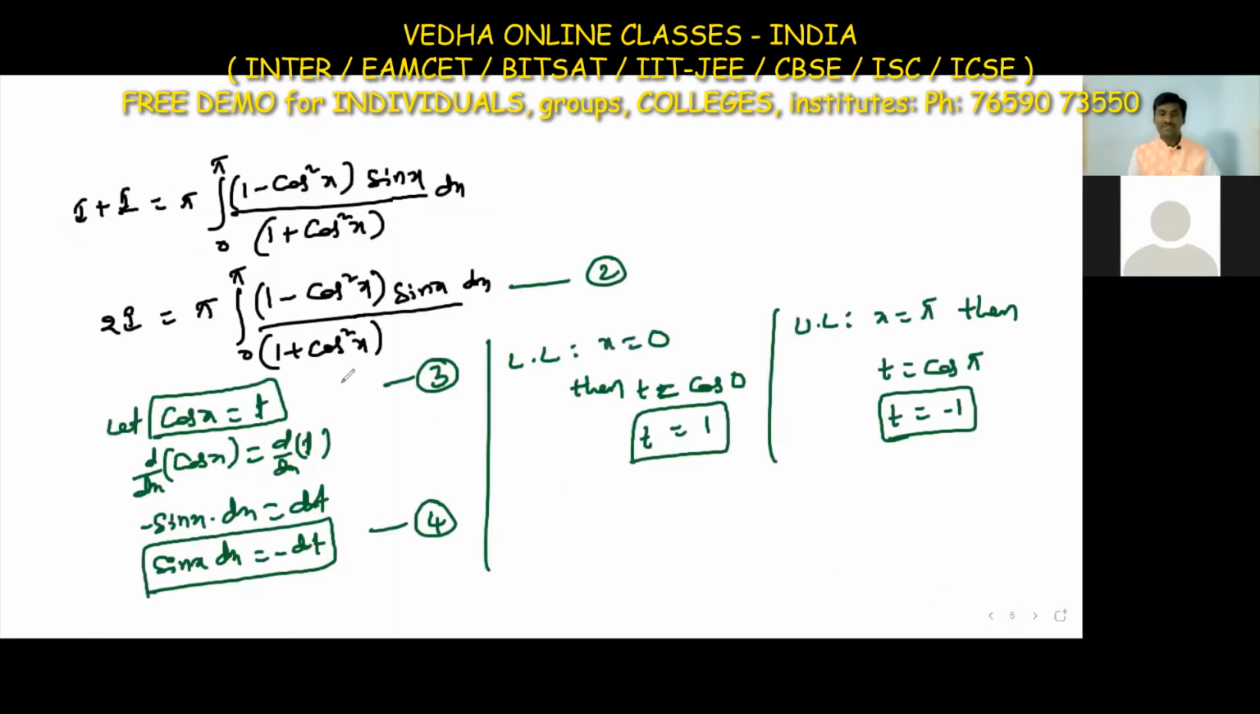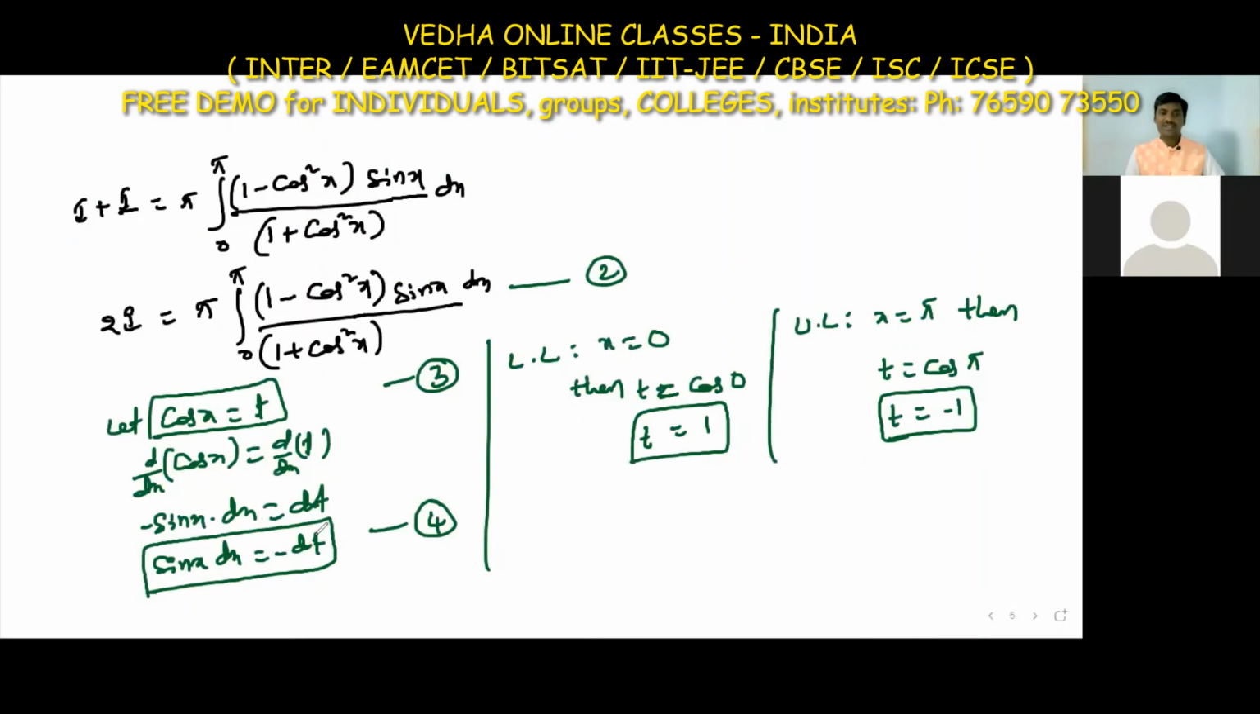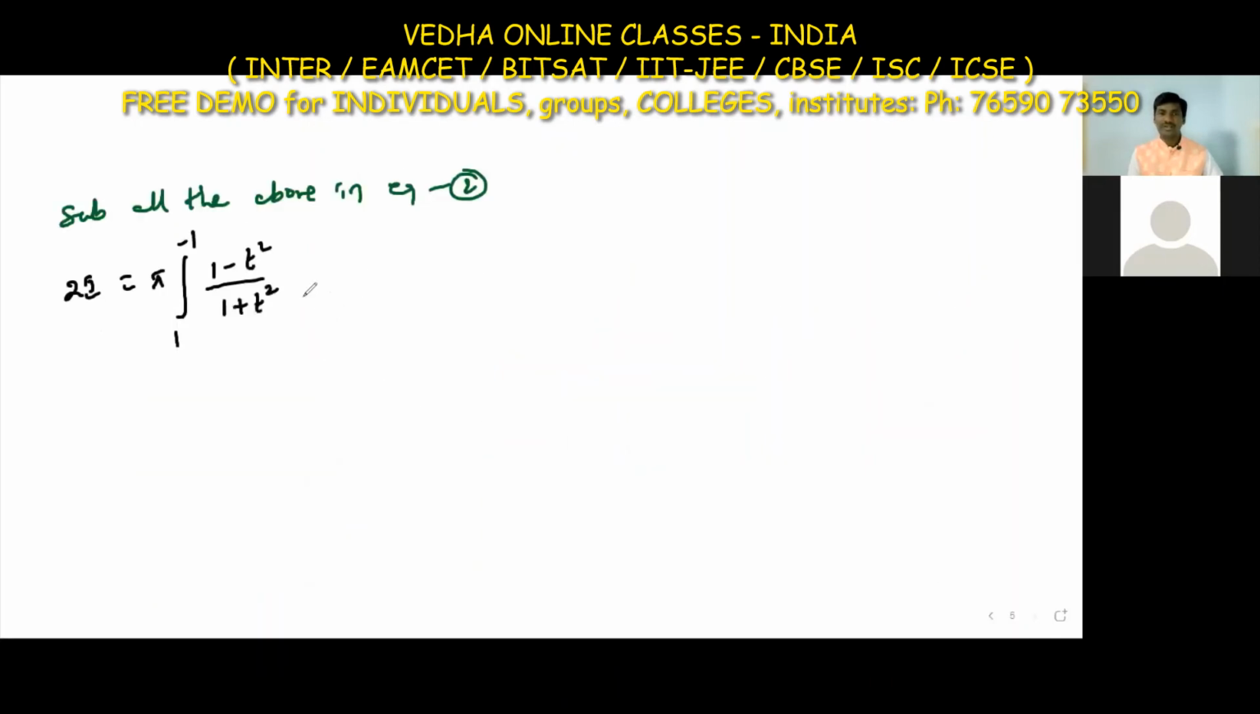After that, 1 minus cos square x divided by 1 plus cos square x. Cos x is t, so 1 minus t square divided by 1 plus t square. And the sin x dx we replace with minus dt. So pi as it is, the limits 1 to minus 1, and this minus I am writing outside.